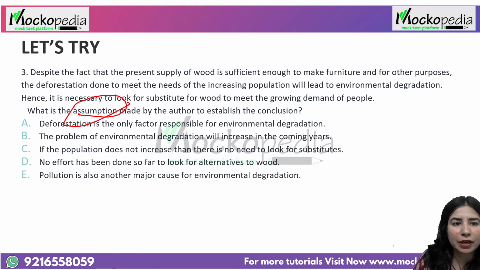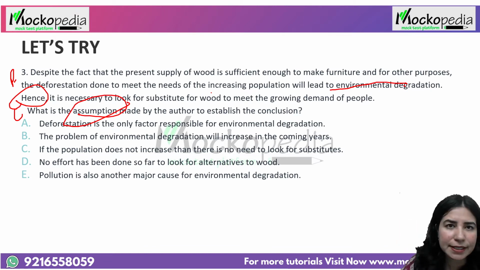Let's read the argument. Despite the fact that present supply of wood is sufficient enough to make furniture and for other purposes, the deforestation done to meet the needs of the increasing population will lead to environmental degradation. Hence, so it's a conclusion indicator. So this is the conclusion. This would be the premise. Hence, it is necessary to look for substitute for wood to meet the growing demand of people. So that means they're saying the problem will increase and we should look for the substitute, right? So the problem is going to intensify. Presently, it is sufficient, but still we should look for an option, right?